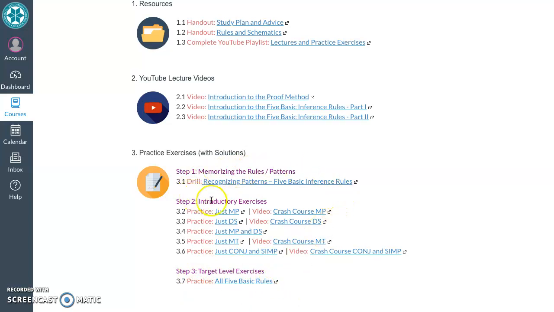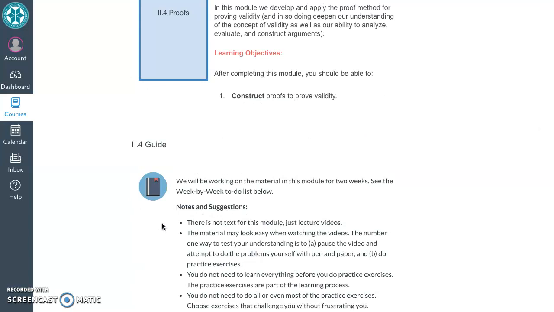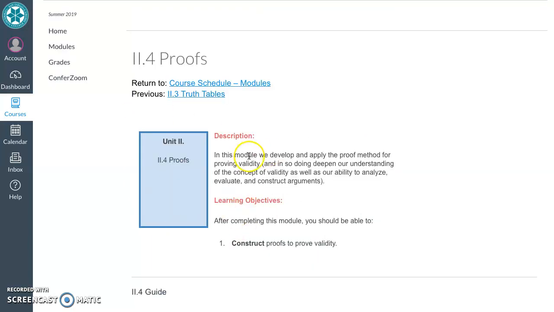One thing I definitely recommend doing is the drill, especially after you've watched the proof videos, just to really get the patterns we're looking for, to get clear on what those patterns are. This material is all about recognizing and using patterns of reasoning we know to be valid. So that's the materials for the proofs stuff.